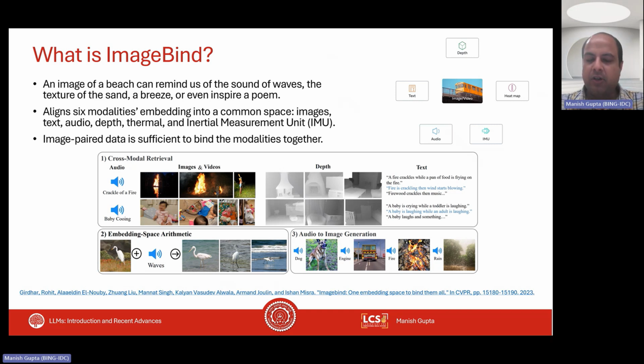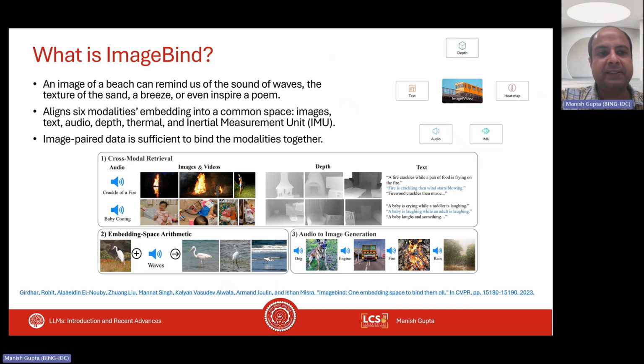Now the obvious question is, can I include more modalities? There are so many tasks with multiple modalities. Here is a model called ImageBind, which tries to extend this kind of thing to 6 different modalities.